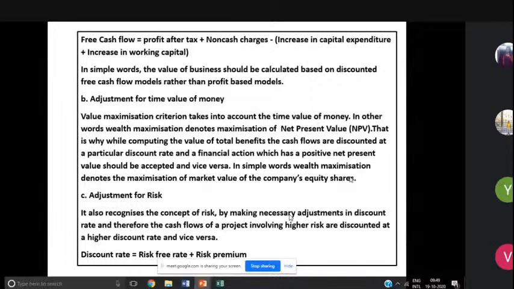It also recognizes the concept of risk by making necessary adjustments in discounting rate, and therefore the cash flows of a project involving higher risk are discounted at a higher discount rate and vice versa. I think this is so clear to you now. Right? Done? Say yes, no? What is the last line? Discount rate is equal to risk-free rate plus risk premium.